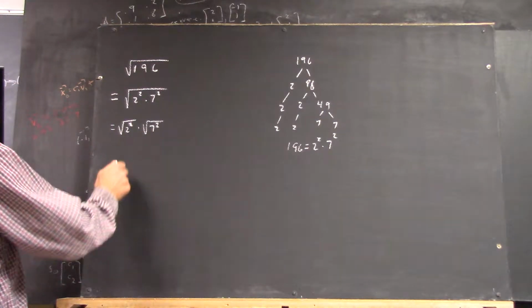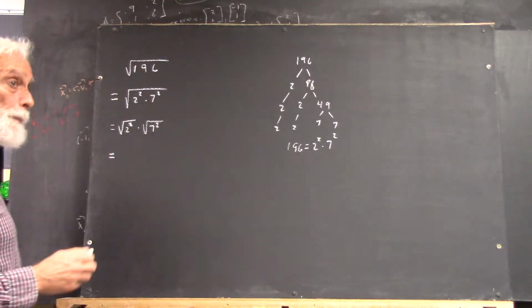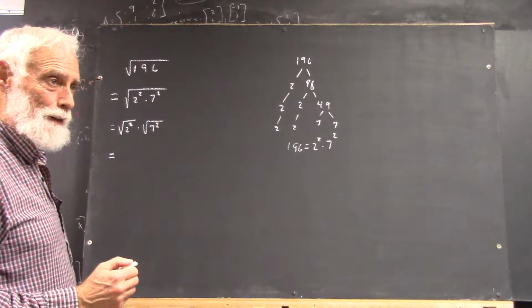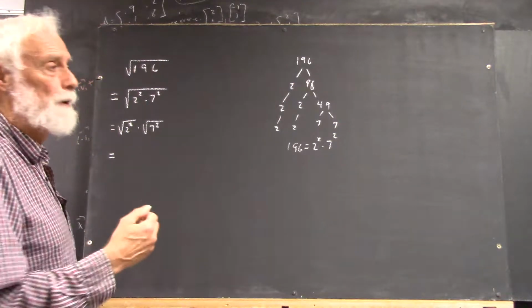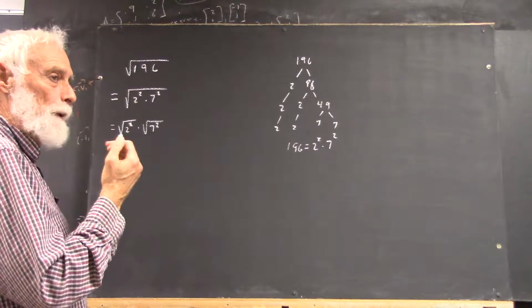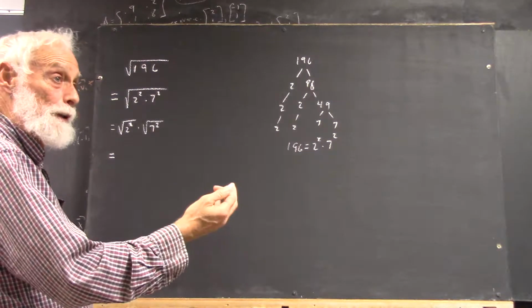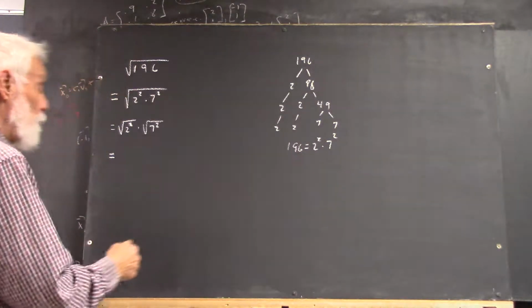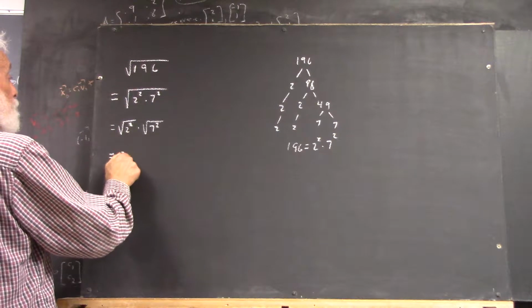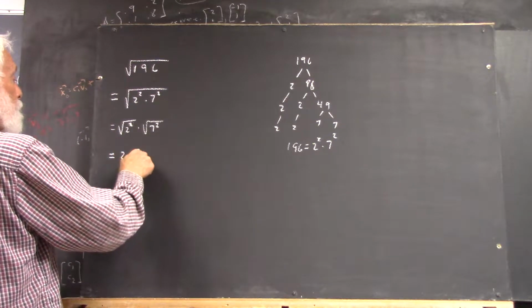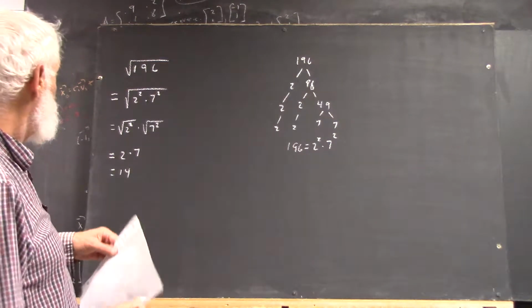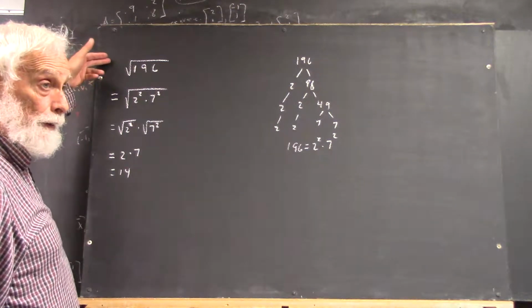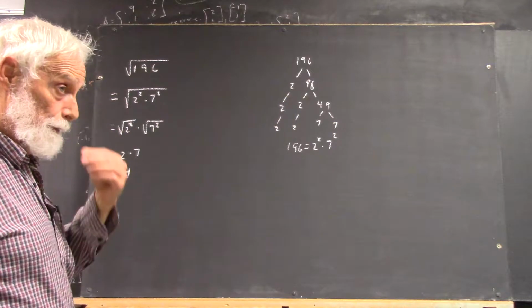Okay? In any case, the square root of 2 squared is the number you would multiply by itself to get 2 squared. What do you multiply by itself in order to get 2 squared? Well, you multiply 2 by itself. Square root of 2 squared is 2. Square root of 7 squared is 7, so we have 14. Now this assumes you understand how radical notation relates to exponential notation.